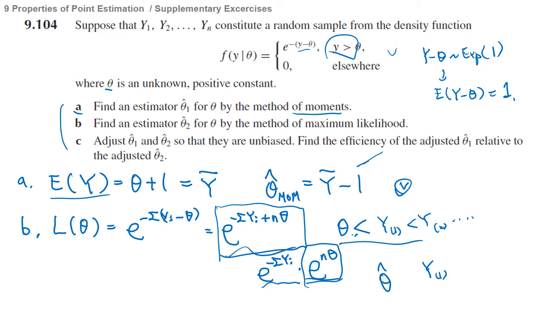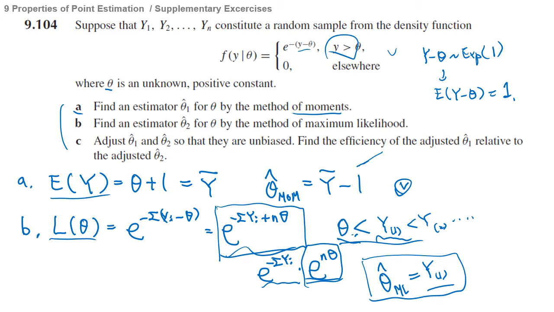So zeta hat MLE is the minimum of the yi's, because this L(zeta) is an increasing function with respect to zeta, and so the larger the zeta, the greater the likelihood is, and the maximum value that we can get for zeta is y1. So this is our maximum likelihood.